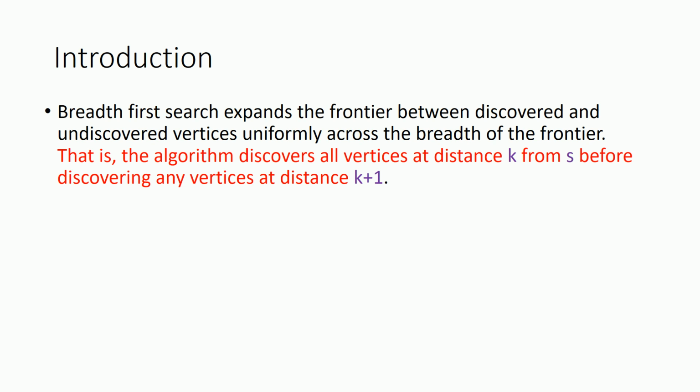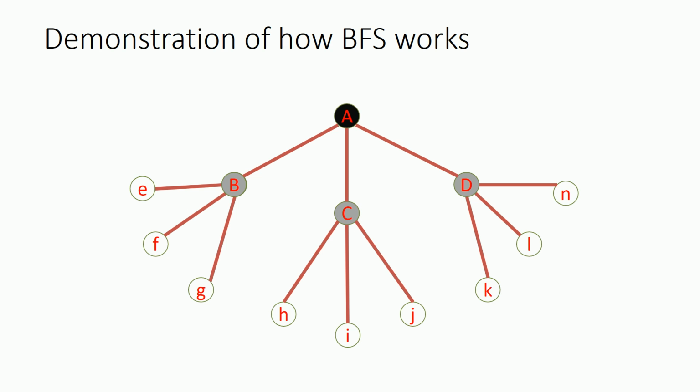Now consider this diagram. Here we consider the source vertex to be A. The BFS algorithm will visit nodes B, C, D before visiting any other vertices. Here we can consider the distance of vertex A as 0. If so, A's adjacent vertices, which means B, C, D, are at distance 1 and all other vertices are at distance 2.